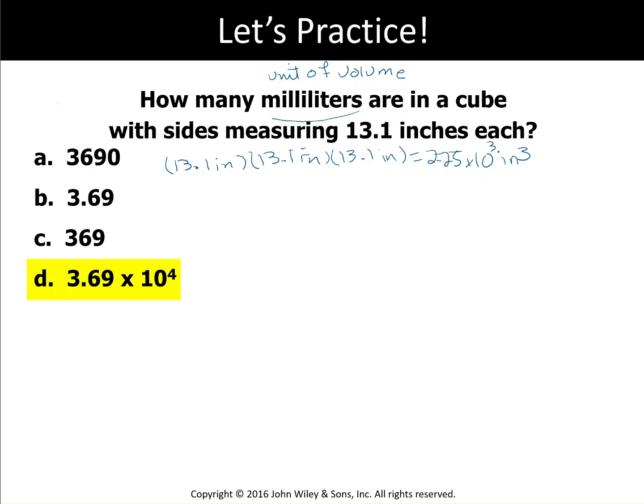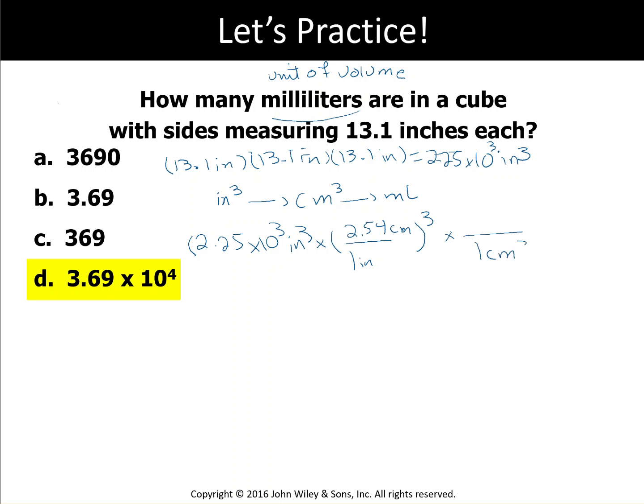Now, from cubic inches, we need to convert to cubic centimeter, and then from cubic centimeter, we convert to milliliters. So 2.25 times 10 to the 3 cubic inches. Each inch is 2.54 centimeters. And then we know that each cubic centimeter is 1 milliliter. So the answer is 3.69 times 10 to the 4 milliliters.